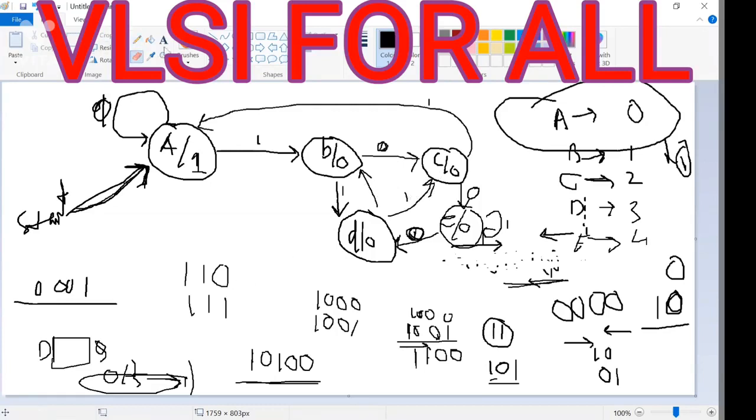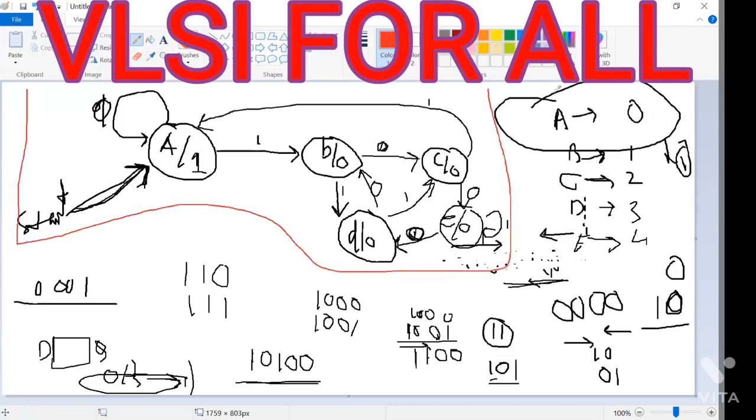Your input is, if your input is 0, that means you will go to state B. In C, input 1 and 0 are done. In E, if input is 0, then 1 is done. I think the state diagram is complete, almost complete. Is anything remaining? I think the state diagram is almost complete.